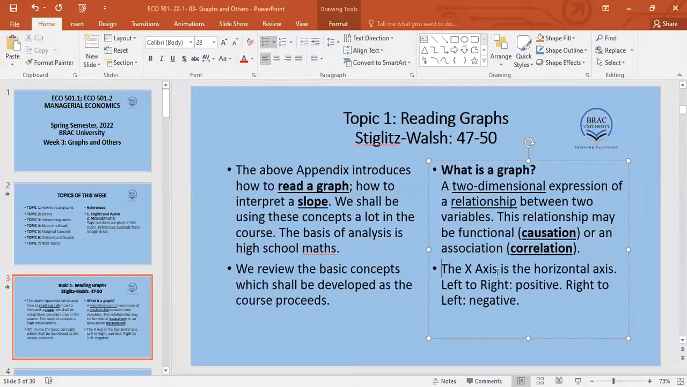Okay, so this thing we have also mentioned that the x-axis is the horizontal axis, and our brain is wired to see left to right movement as positive, right to left as negative.